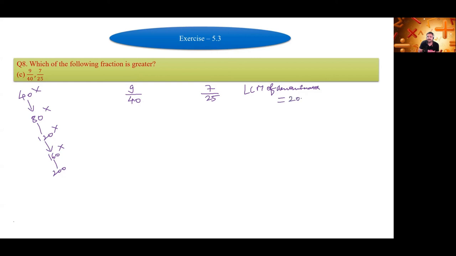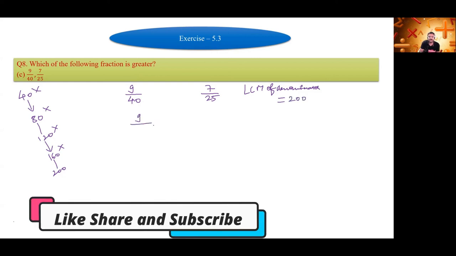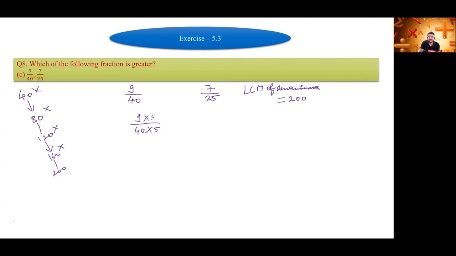LCM of denominators is 200. So 9 by 40 multiplied by 5 and 7 by 25 multiplied by 8. Okay. So this will become 36 upon 200. This will become 28 upon 200. Now which one is greater? This one is greater. That means 9 by 40 is greater.